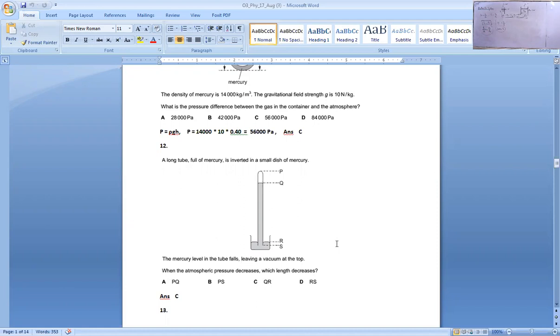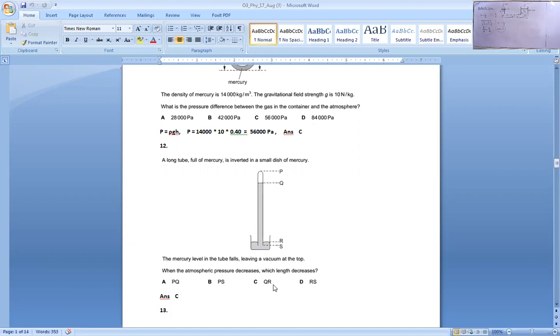which length decreases? Remember, we said that in a barometer, the level Q and R, the level of the mercury in the tray and the level of the mercury in the tube, represents the atmospheric pressure. If atmospheric pressure decreases, then this length decreases. Length QR decreases. So my option is C, because QR represents atmospheric pressure.